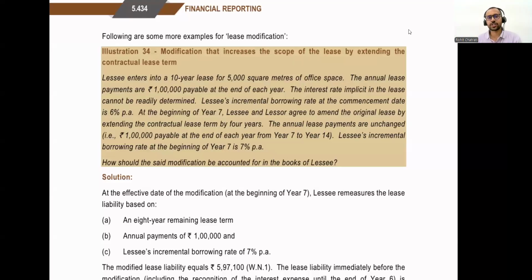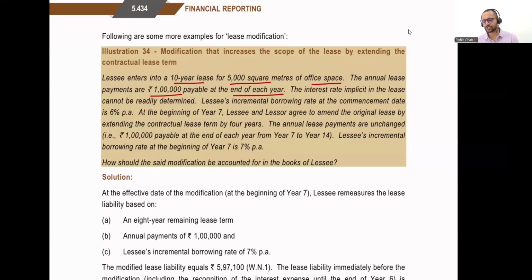Let's now look at illustration number 34. Lessee enters into a 10-year lease for 5,000 square meters of office space. The annual lease payments are 1 lakh payable at the end of each year. All right, so actually the facts are the same as what we had in illustration 36.